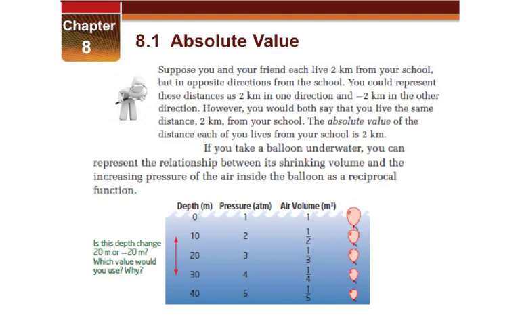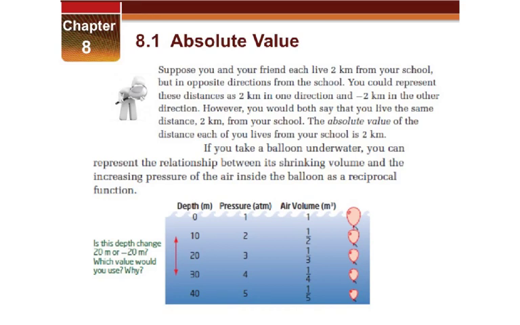First one, let's say you and your friend live 2 kilometers from school, but you live on one side of the school and your friend lives on the other side. Well, mathematically, if we assigned a direction to that, we could say that one of you is positive 2 kilometers from the school, and the other one is negative 2 kilometers from the school.